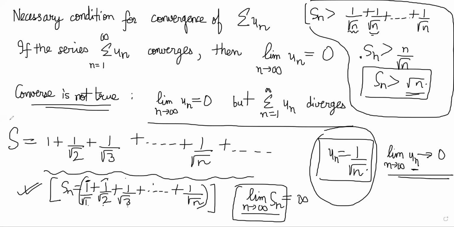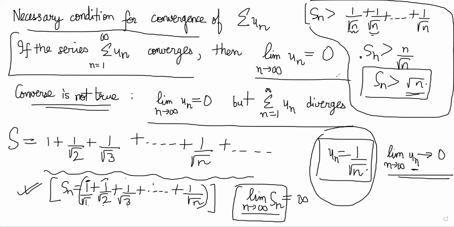However, the theorem is saying what? If the series converges, then your nth term must tend to 0. If you know that it is a converging series, the nth term has to tend to 0. But if you know that the nth term is tending to 0, it doesn't mean that the series converges.